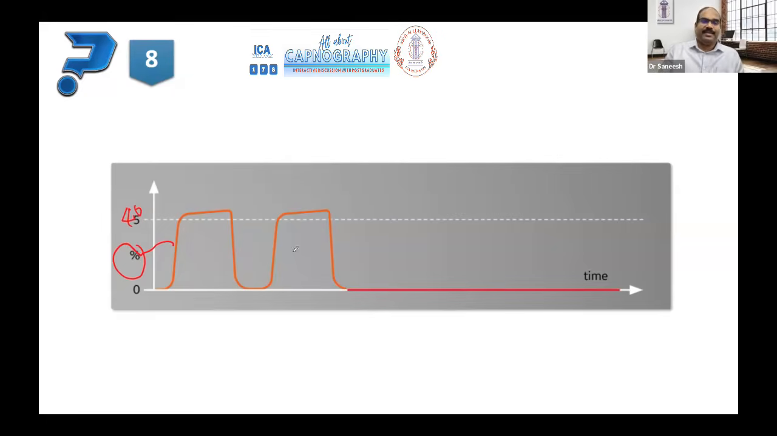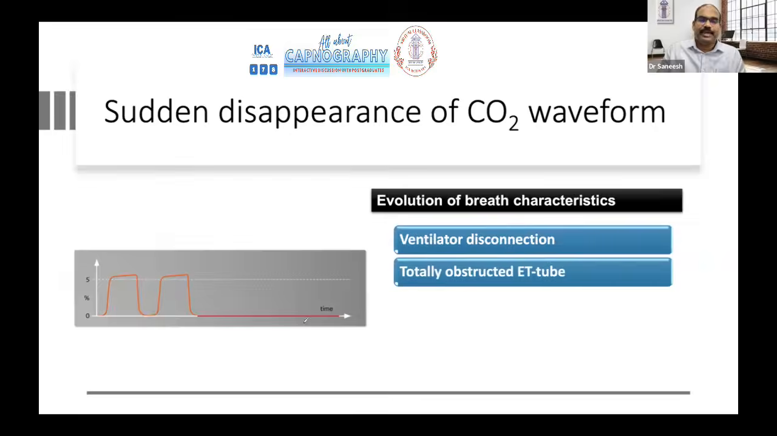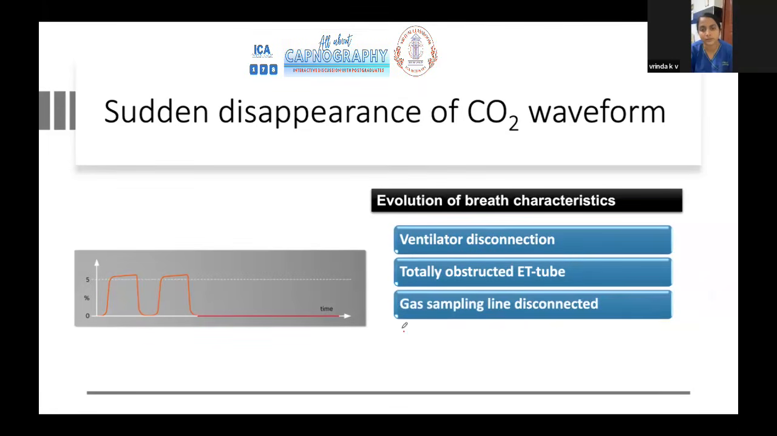Okay, agreed. Correct. Anything else to add from our PG panelists? Ventilator disconnection or totally obstructed ET tube. Misplacement of the tube, or complete obstruction of the endotracheal tube, the airway. Ventilator turning off. Exactly. Or your gas sampling line is disconnected.